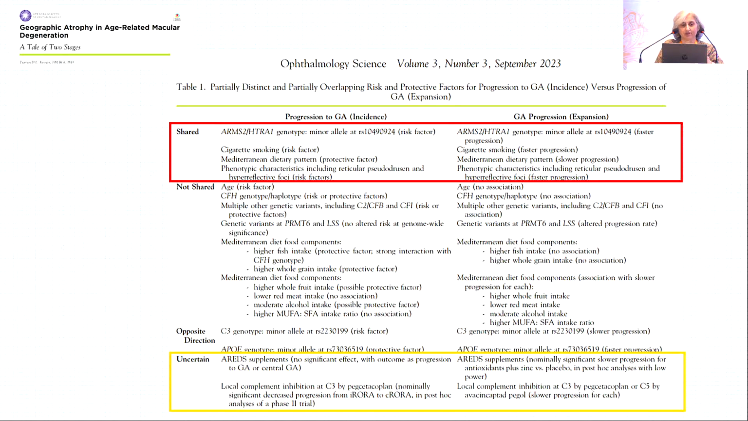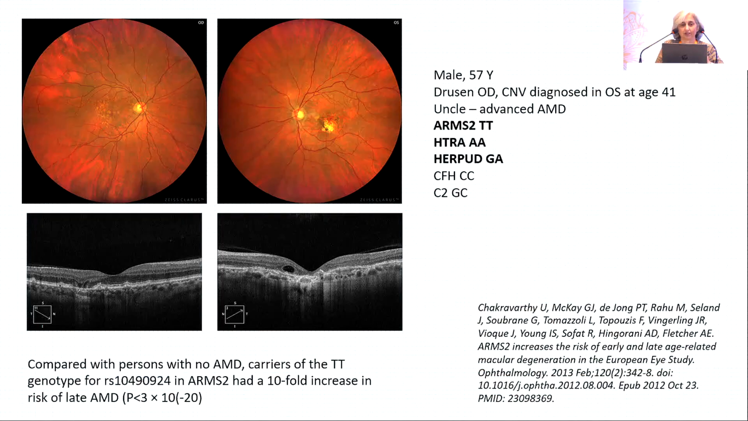Cigarette smoking is a well-known risk factor. The Mediterranean diet, but not its content, is a protective factor. And certain phenotypic features like reticular pseudodrusen and hyperreflective foci. Interestingly, there are certain factors that are totally contradictory when it comes to incidence versus progression, and the role of AREDS as well as complement inhibitor is still uncertain.